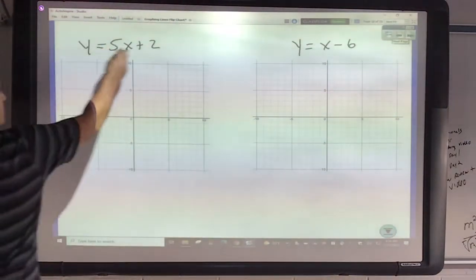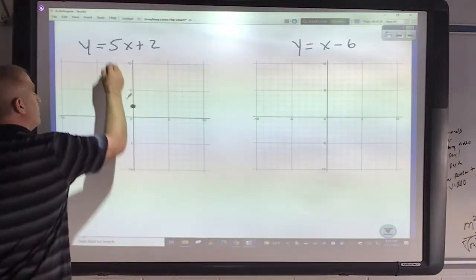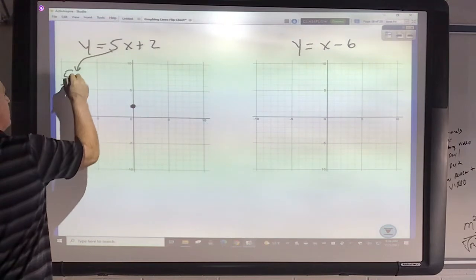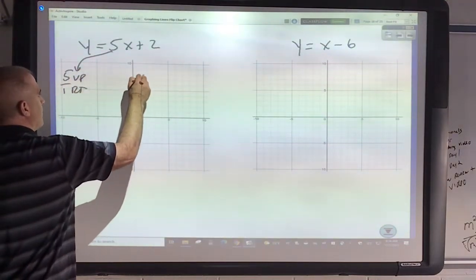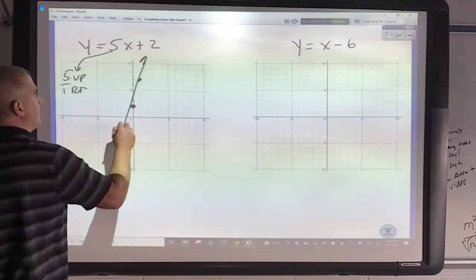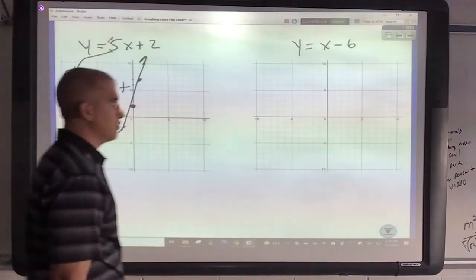Okay, 5x plus 2, that would be the y-intercept of 2. This would be 5 over 1, 5 up, 1 right. So 1, 2, 3, 4, 5 up, 1 right. Connect the dots. Positive slope, good.